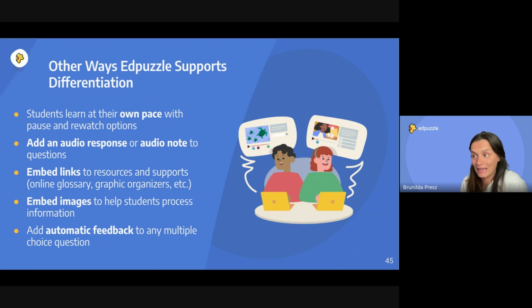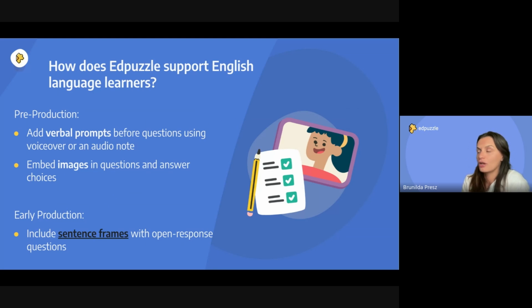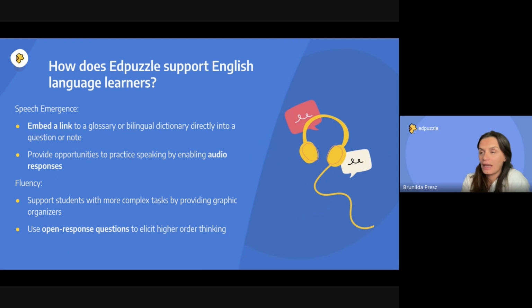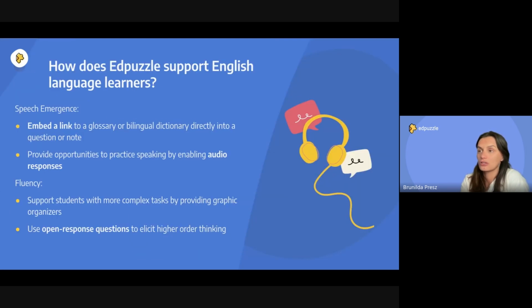You can embed links to resources and supports, embed images, use automatic feedback. Right here on audio responses, you can allow students to answer with audio. Students choose to type or record their answer. For your ELL students, you can add verbal prompts or images in your questions. You can also include open sentence frames with open response questions. Again, these are some different ways that you can support your ELL students with fluency and speech emergence.